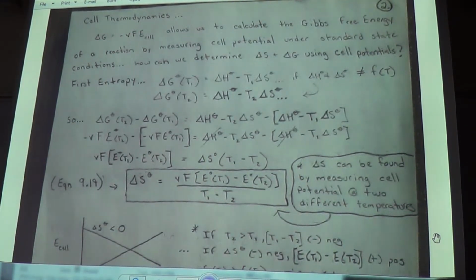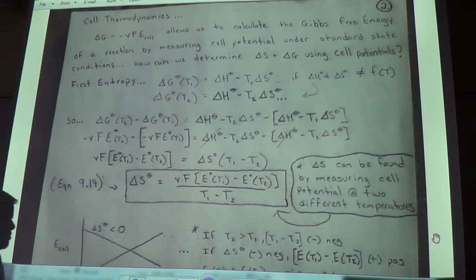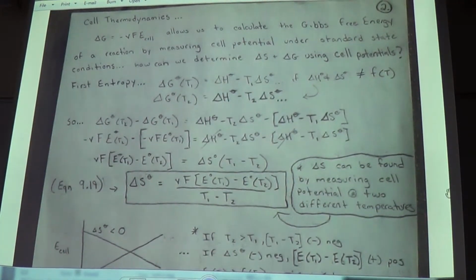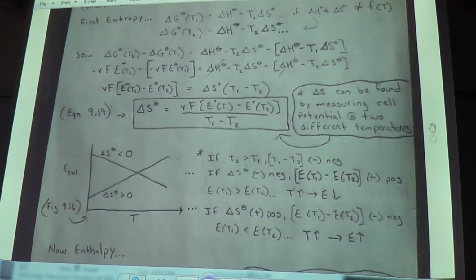Okay? You look at this math, and there's some implications.